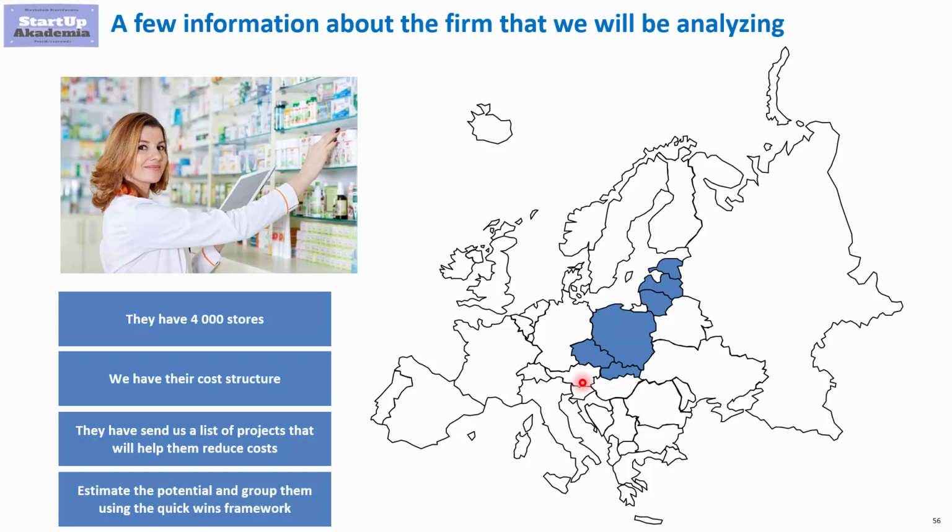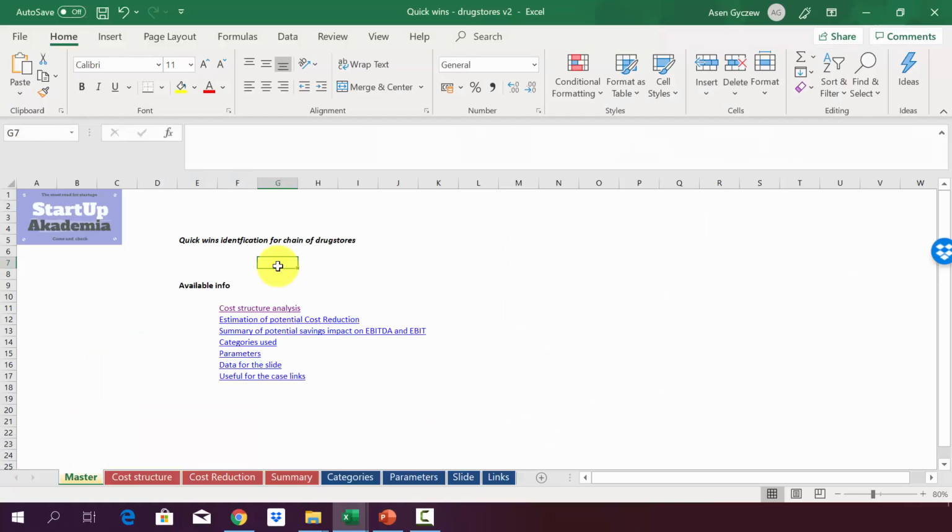We'll first discuss the cost structure of the drugstore chain. And then on the basis of that, we'll try to estimate potential savings as well as to group the projects in 4 categories using the quick wins for cost reduction framework. So let's have a look at the data we provided for our drugstore chain case study. Please open the file attached to the lecture, which is called Quick Wins Drugstore version 2.